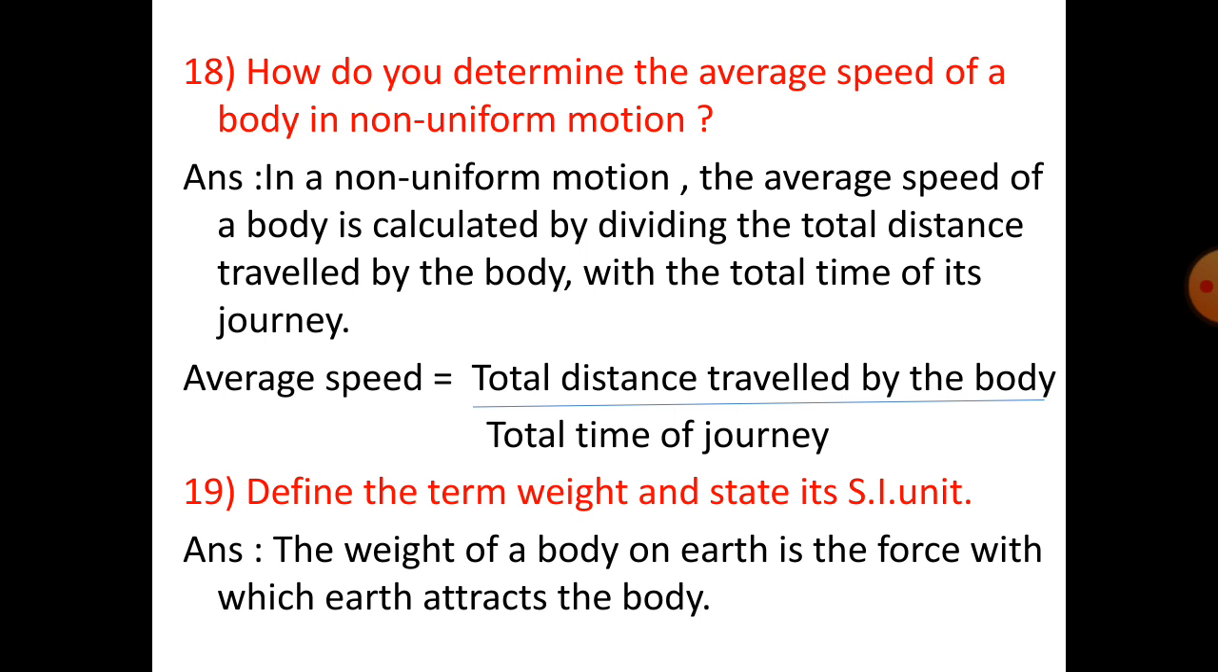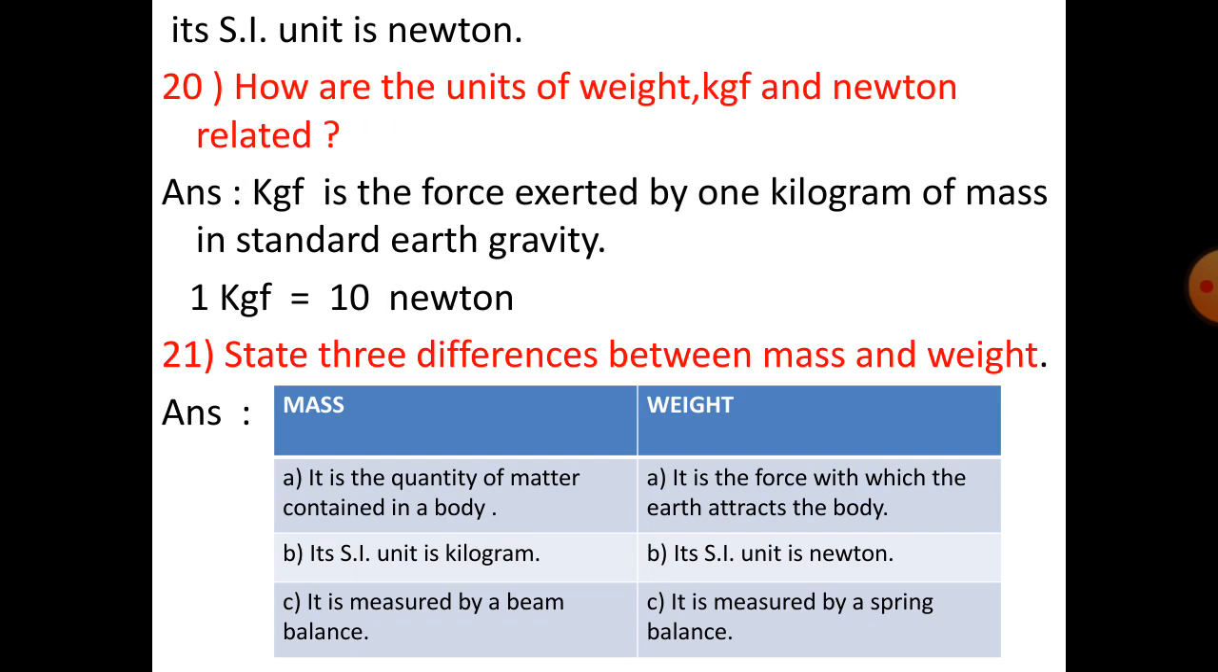Number 19. Define the term weight and state its SI unit. The weight of a body on earth is the force with which earth attracts the body. Its SI unit is Newton. Question 20. How are the units of weight, kilogram force and Newton related? kgf is the force exerted by 1 kilogram of mass in standard earth gravity. 1 kilogram force is equal to 10 Newton.